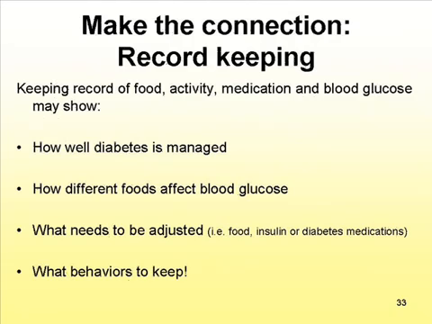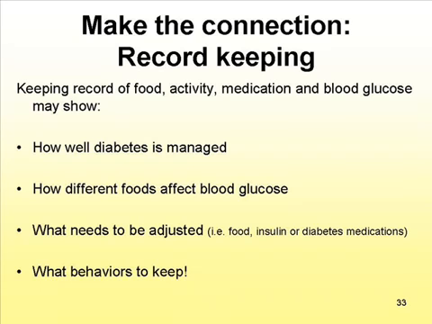Now, we need to make the connection by doing record keeping. Keeping record of food, activity, and medication and blood glucose may show how well diabetes is managed and how different foods affect blood glucose. It also shows what needs to be adjusted. Is it the food or insulin or other diabetes medication? Also, it shows what behaviors to keep. So record keeping is important.